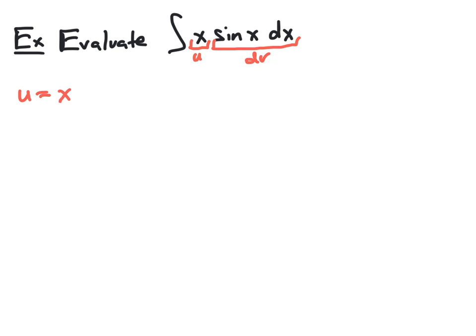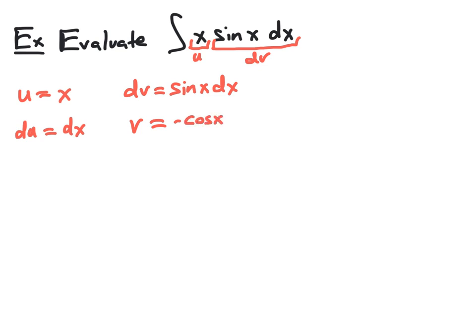And we can list these functions down here. u is going to be x, dv is going to be sine x dx. And once we have determined u and dv, the rest of our values in the formula are given to us. du is going to be the derivative of u, which in this case is just dx, the derivative of x. And v is going to be the antiderivative of sine x, which will be negative cosine x.